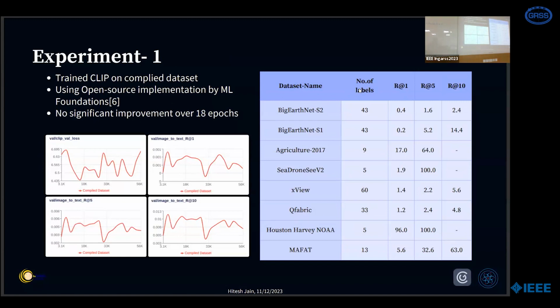Talking about the experiment, we conducted the first experiment on the combined dataset. We used the open source implementation of the CLIP model by MLFoundations, and we see no significant improvement over 18 epochs. These are the results that we got. Here we have used 3 metrics: R1, R5, and R10. These are the recall metrics, and they tell us about the validation process: we get a probability for each of the neighbors, and R1 takes the top one neighbor, R5 the top 5, and R10 the top 10.